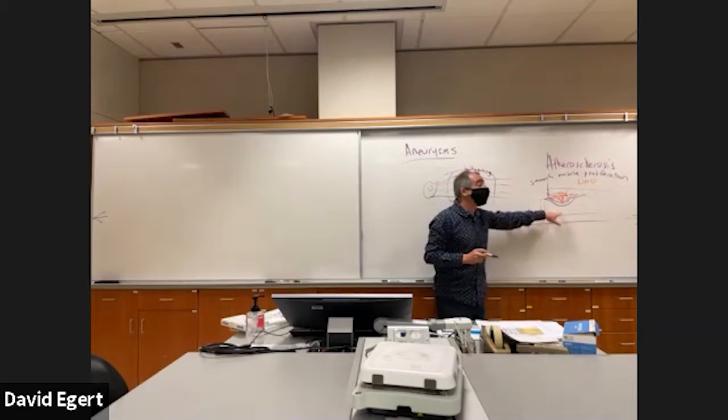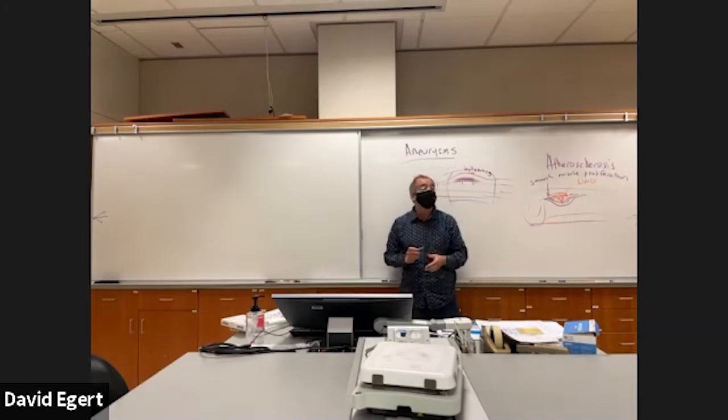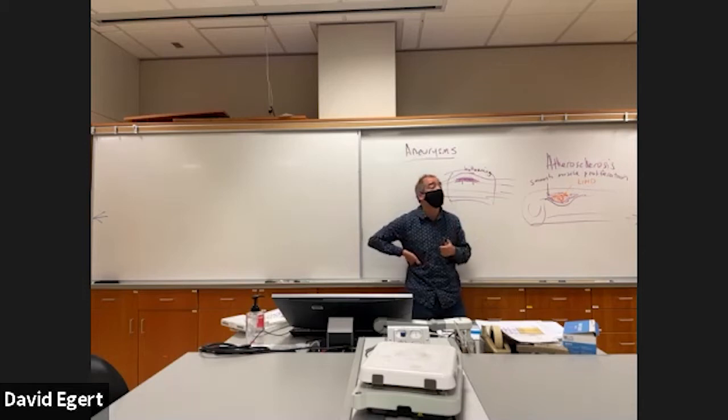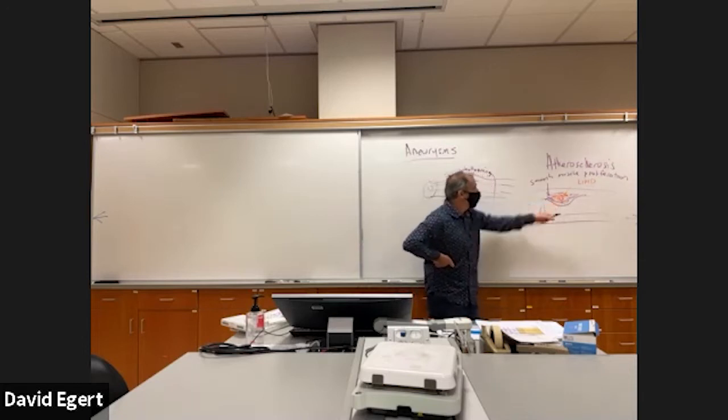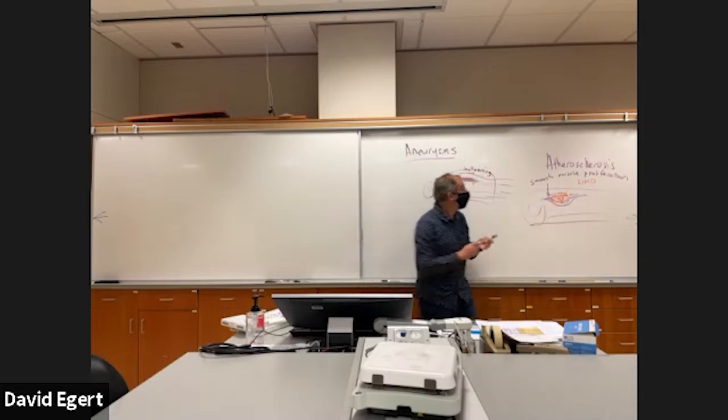If this is happening in your coronary arteries, it's gonna make it harder and harder to get sufficient perfusion of your cardiac muscle. If this is happening in your carotid arteries, it's gonna make it harder and harder to get the blood up to your brain. So this can be worrisome.